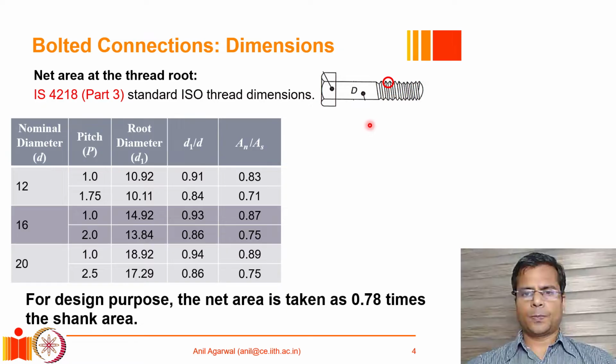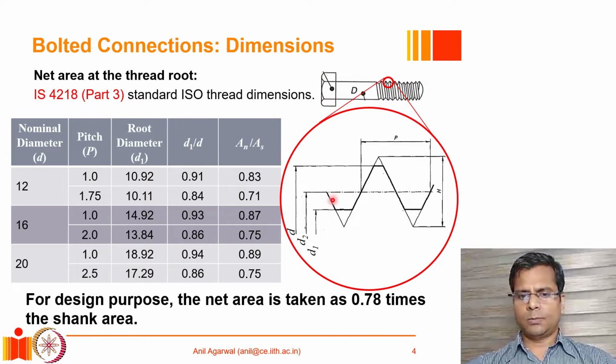So the thread dimensions are classified in terms of pitch. Pitch is the distance between two subsequent peaks. So the bold black line here, for example, represents the thread. This is a peak and this is a trough of the thread. The pitch is the distance between two peaks, or between two locations which are at the same elevation.